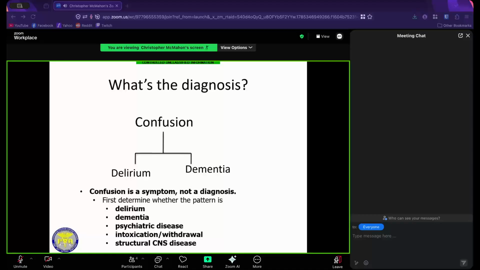And we have a couple of other things that can kind of confuse us. Let me pull up my laser pointer. Psychiatric disease plays a role in this. Intoxication and withdrawal can confuse us a couple of times. And then structural CNS disease falls into that dementia category. So we have to determine which one of these it is. Delirium and dementia are our big two. Most of the things we're going to talk about today fit into those.